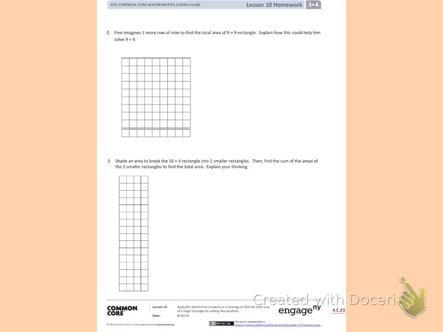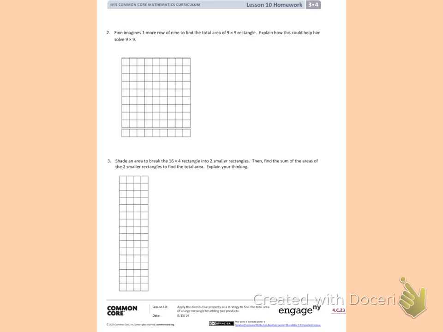Module 4, Lesson 10's objective is to apply the distributive property as a strategy to find the total area of a large rectangle by adding two products. Item 2. Finn imagines one more row of 9 to find the total area of a 9 by 9 rectangle. Explain how this could help him solve 9 times 9.